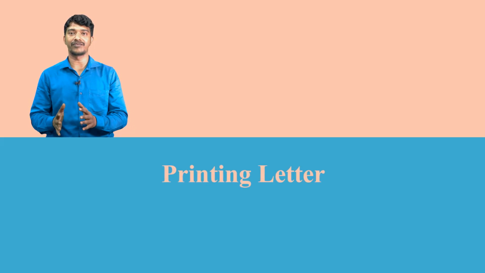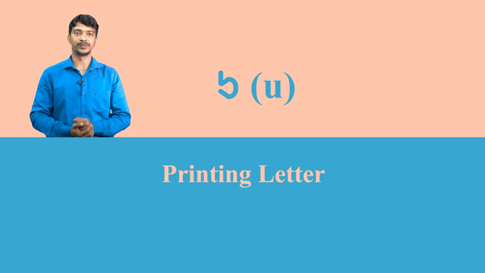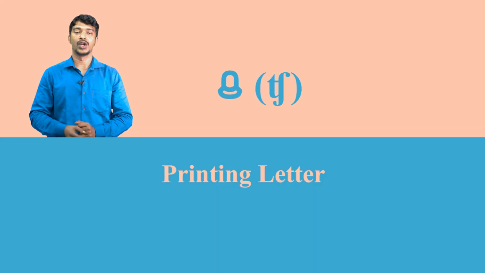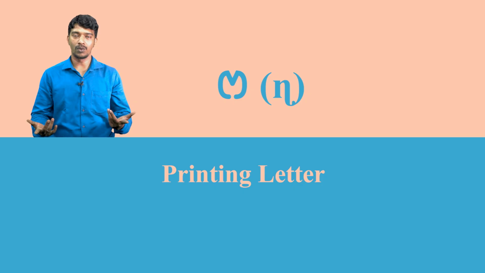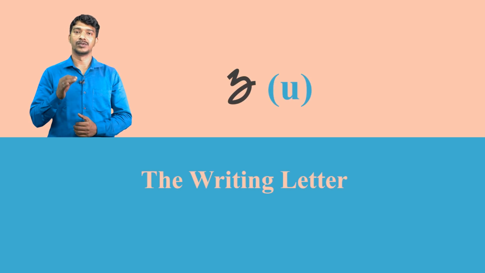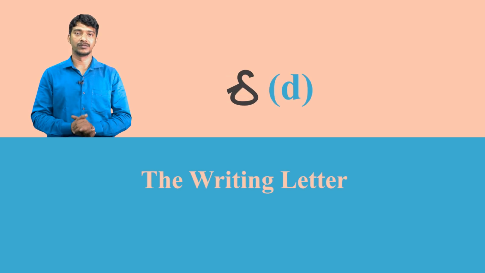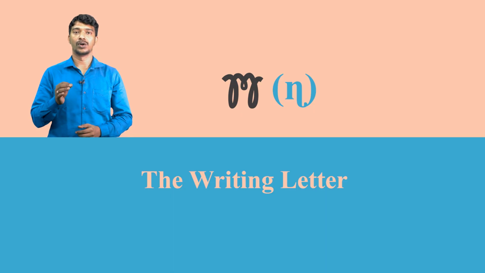Hello everyone. In today's class, we will discuss set 4 of the Santali alphabet series: U. First, we see the print letters U, Uch, Ut, Ur, Ui. Then we see the writing letters U, Uch, Ut, Ur, Ui. U is a vowel. The others are consonants.